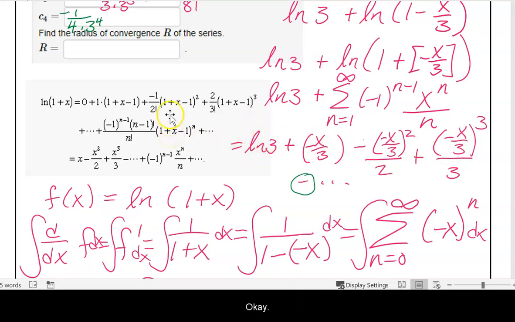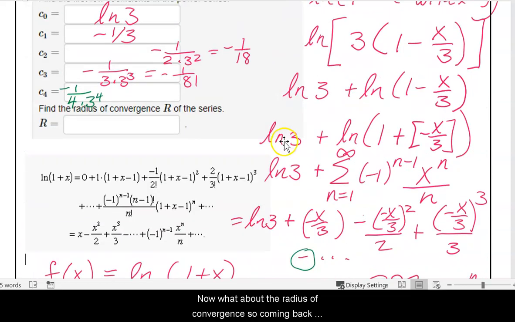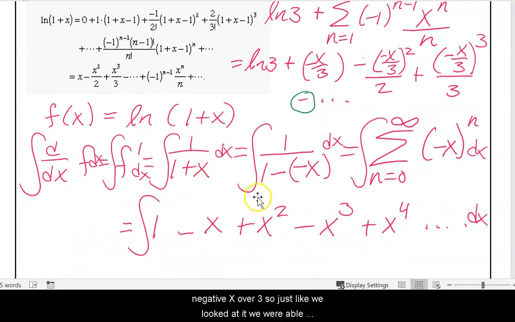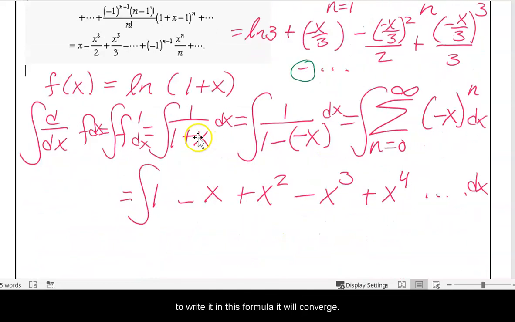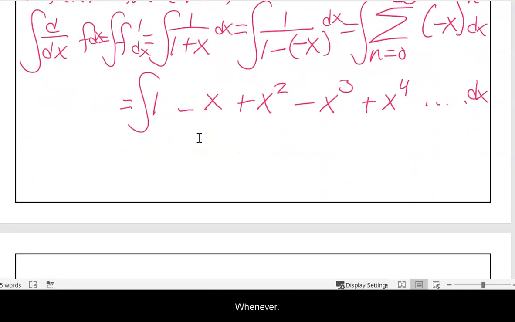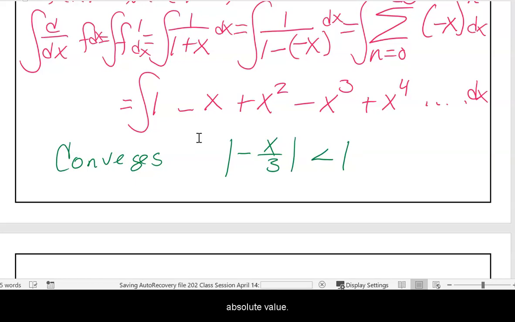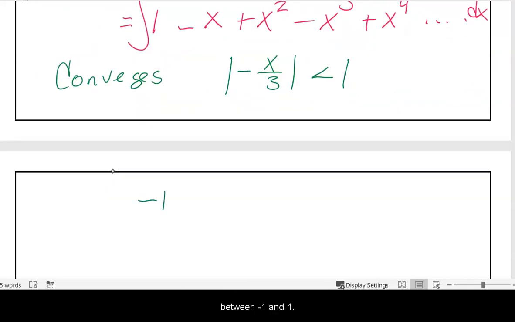All right. Now, what about the radius of convergence? So coming back to the original, what we substituted in place of x was negative x over 3. So just like we looked at it and we were able to write it in this formula, it will converge whenever you have that less than 1: the absolute value of negative x over 3 less than 1. Now the negative will go away because you're taking the absolute value. And the next thing you want to do is you want to put it between negative 1 and 1 and write this out.